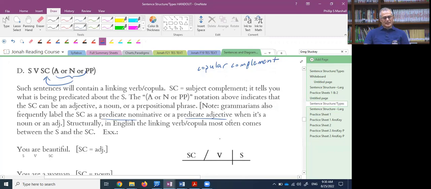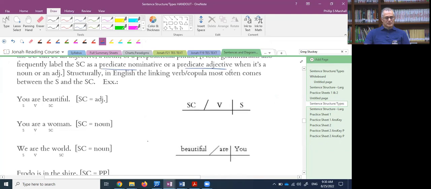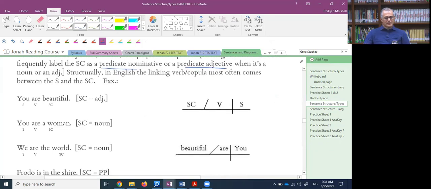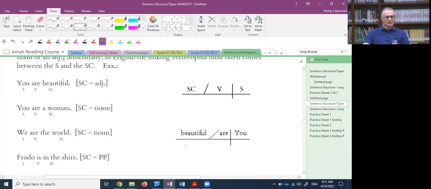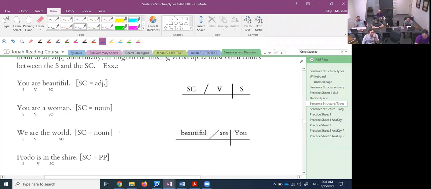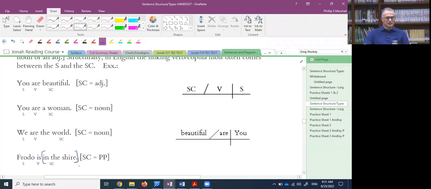Whenever we have a sentence like this, I've given you 4 examples here. You are beautiful: I've got a subject, a verb, and in this case the subject complement is an adjective. You are a woman: here the subject complement is a noun. We are the world, you remember that old monstrosity of a song: the subject complement is a noun. And Frodo is in the Shire: here, in the Shire is neither a noun nor an adjective, right? It's a prepositional phrase.